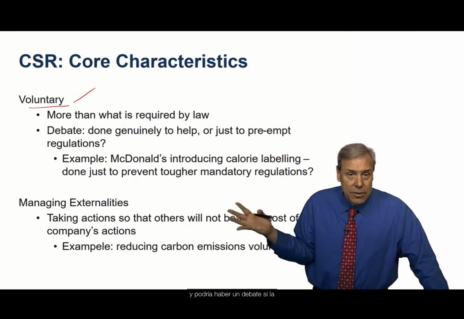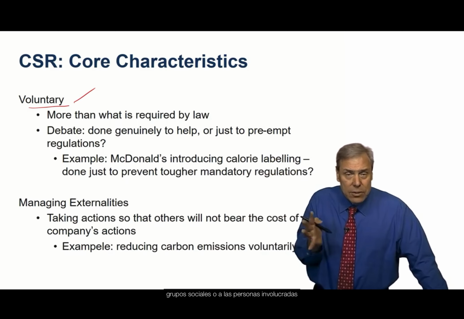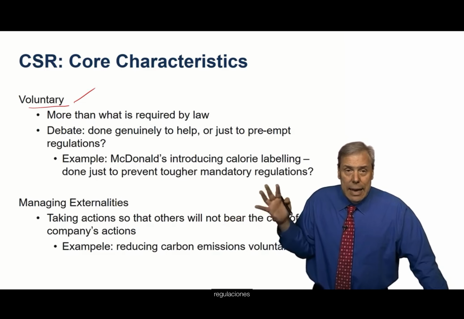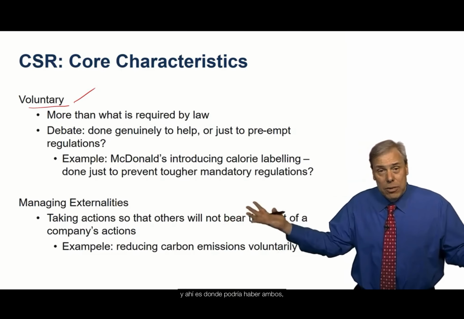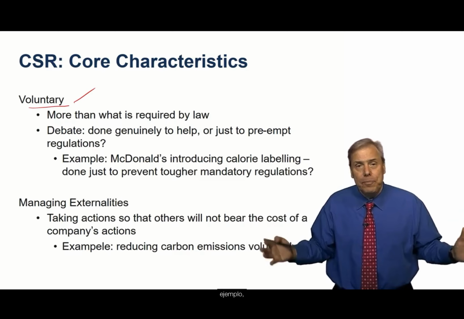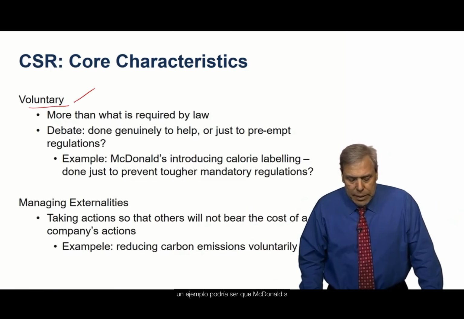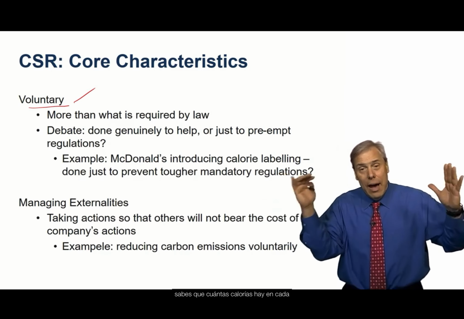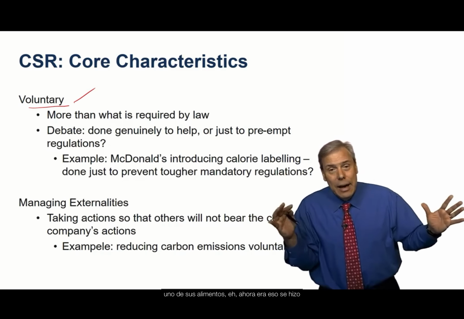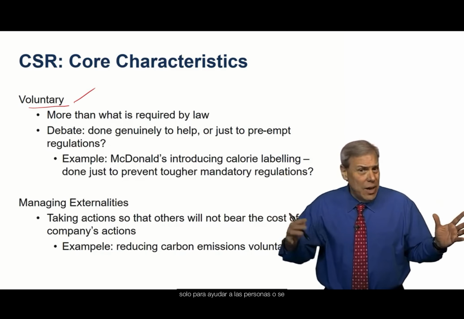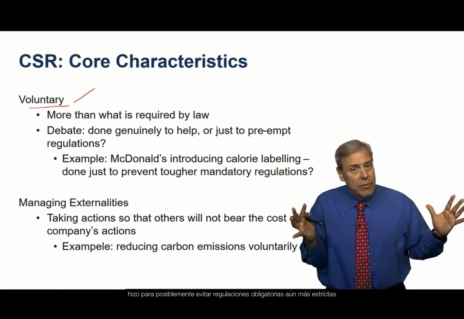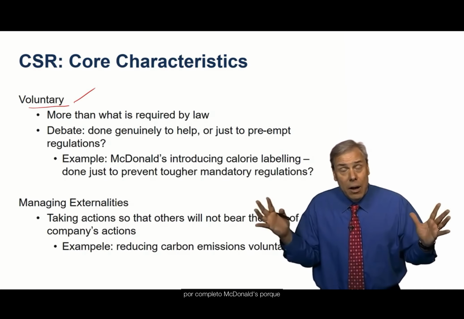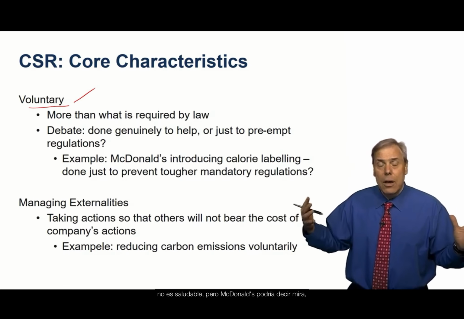And there could be a debate. Is the company doing this genuinely to help the societal groups or the people involved, or is it doing it just to preempt regulations? That is where there could be both, right? It could be both. So let's give you an example. One example might be McDonald's, right? They implemented this idea of calorie labeling, putting the label of how many calories on each one of its food items. Now, was that done just to help people, or was that done to possibly prevent even tougher mandatory regulations in some countries? For example, they might decide to ban outright McDonald's because it's unhealthy, but McDonald's could say, look, we're doing this as a service.